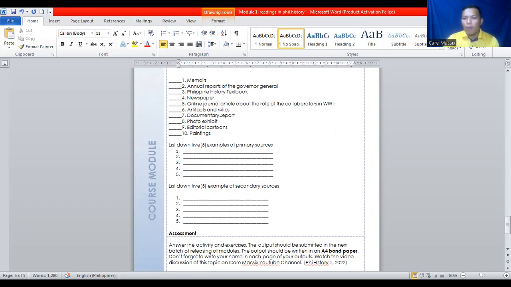This is the format. Copy this format. Okay? So list down 5 examples of primary source. Put an example.